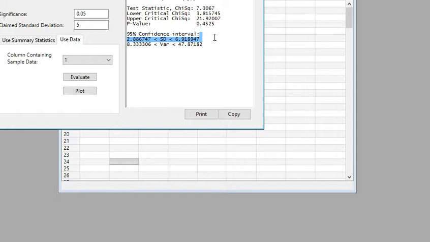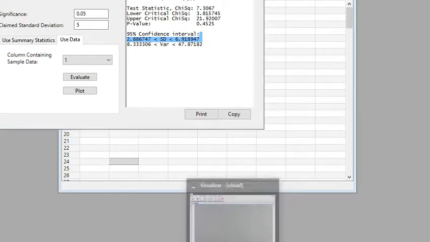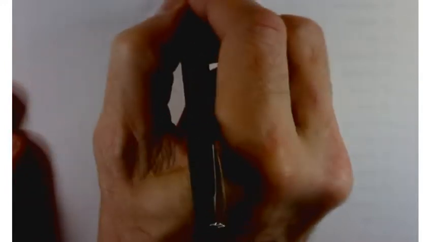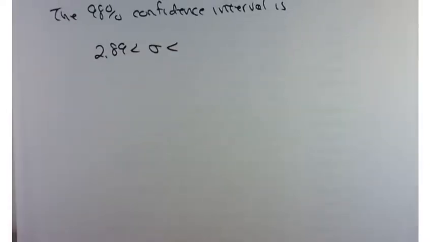So let's write that down for ourselves. The 98% confidence interval is 2.89 less than sigma is less than, what else is it, 6.92?